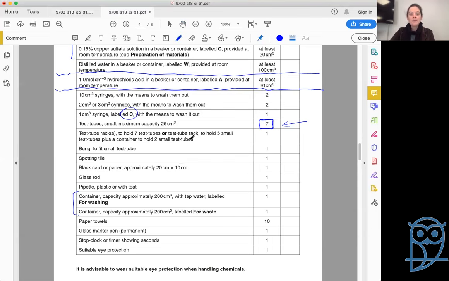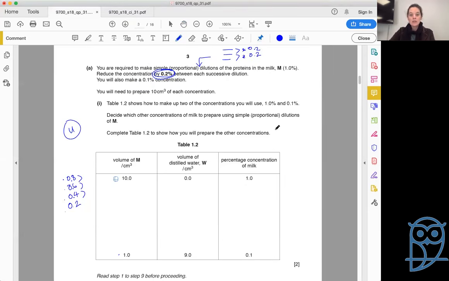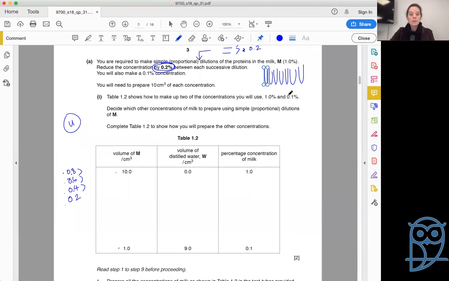So you can develop this habit of checking numbers even when you're working just with a past paper, because you can see what equipment do I have on my bench. There is also nothing wrong with getting yourself another piece of paper and you've got your 7 test tubes. You can have 1, 2, 3, 4, 5, 6, 7 test tubes. So we know we're correct with our 6 concentrations, and we've got our 7 test tubes, 6 concentrations, and a U. So complete table 1.2 to show how you're going to prepare the other concentrations.